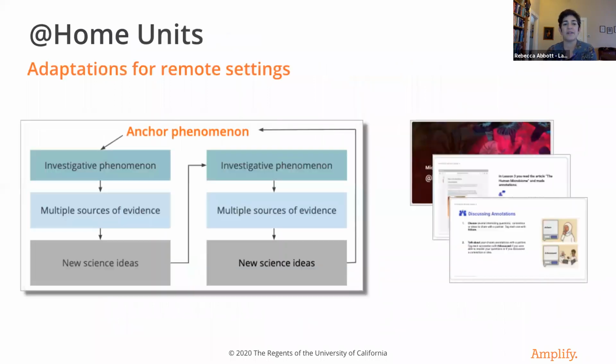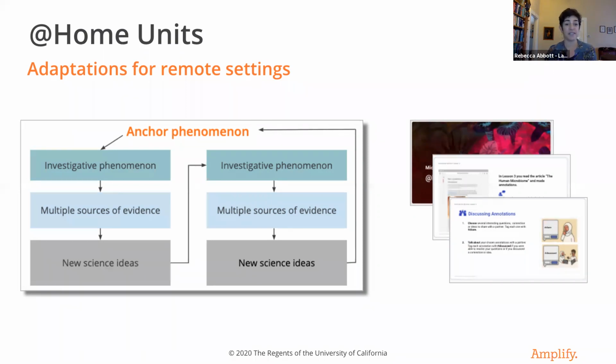And so zooming into the at-home units, even though the Amplify Science at-home units are the condensed versions of the Amplify Science units, we've designed them so that we can preserve the anchoring phenomena and the coherent structure that Leslie just showed you, which students would work through. This includes that students are using multiple sources of evidence to figure out phenomena. But of course, like you saw in this session today, we've had to adapt the evidence sources.